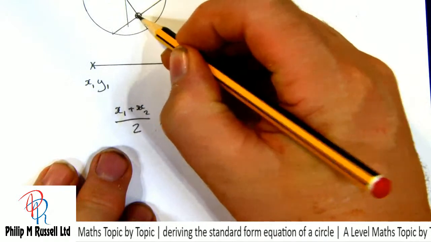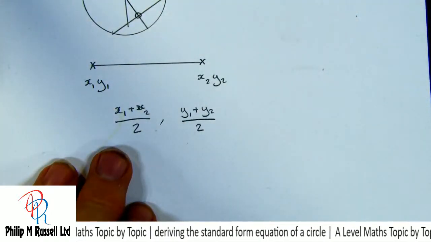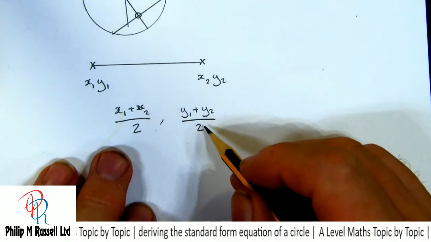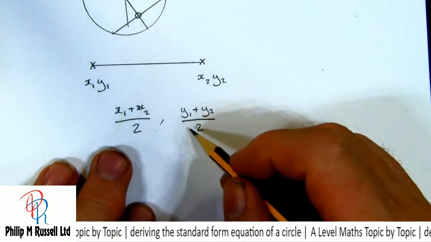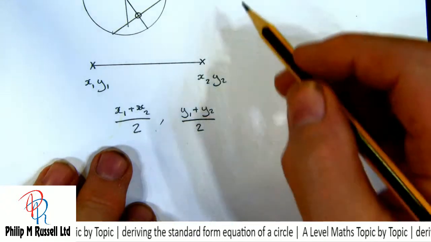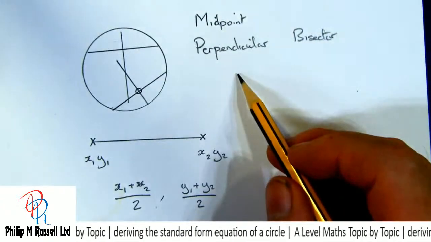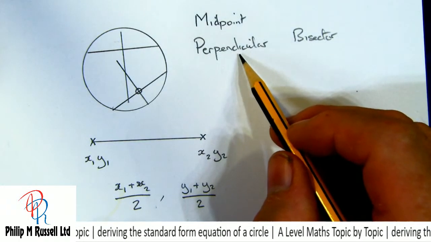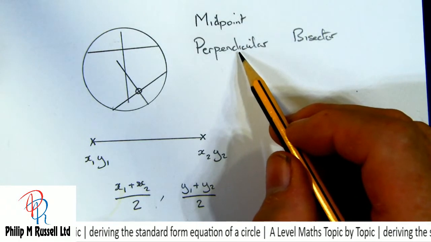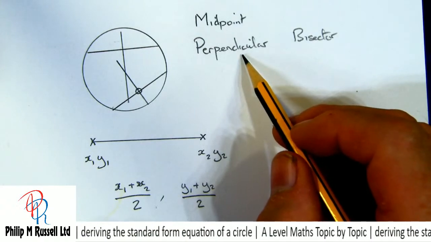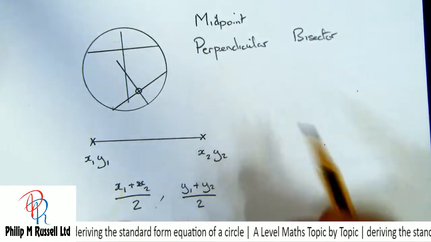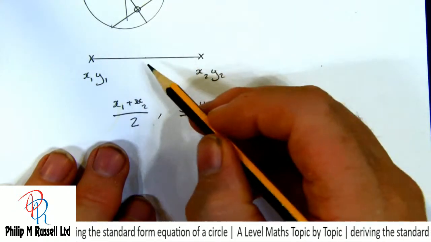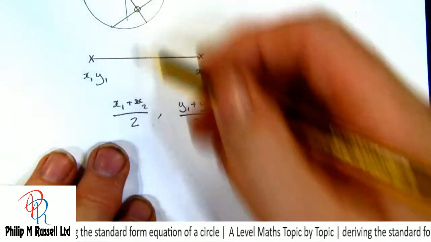Once I've found a midpoint, then we can work out the equation of a line. Once we've worked out the equation of a line, we can work out its perpendicular bisector, simply because that's going to be the negative reciprocal of the gradient, and we then know a point where they go through, and therefore we can work out the equation of that line.